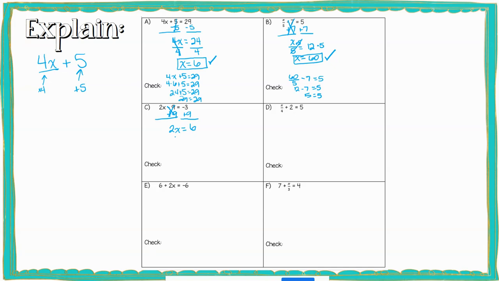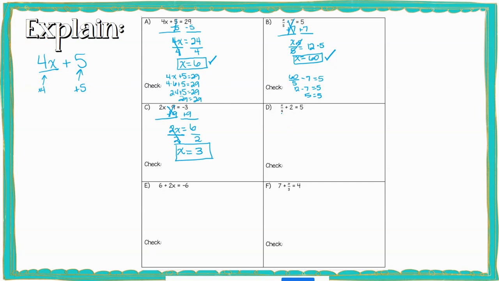Now I need to get rid of the 2. I see that the 2 is being multiplied by x, so the inverse of multiplying by 2 is dividing by 2, which I'm going to do on both sides of this equation. These will cancel to leave me with x equals, and then 6 over 2 is 3, because 6 divided by 2 is 3. So that means x equals 3. Now, I'm not going to show you how to check these because by now you should know how to check your answers, but you always want to go back and check your work to make sure you did it correctly.